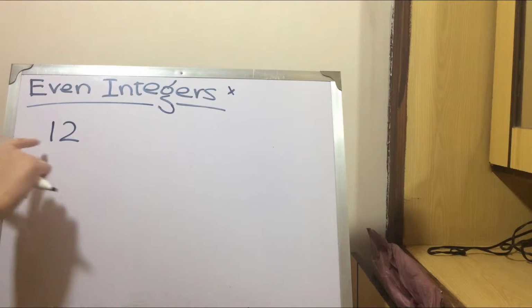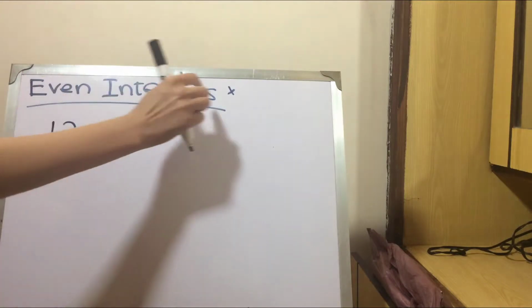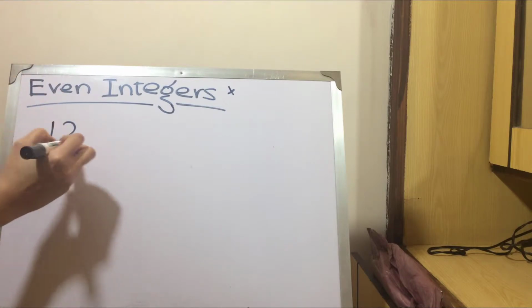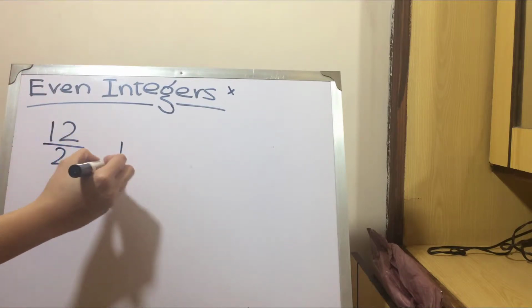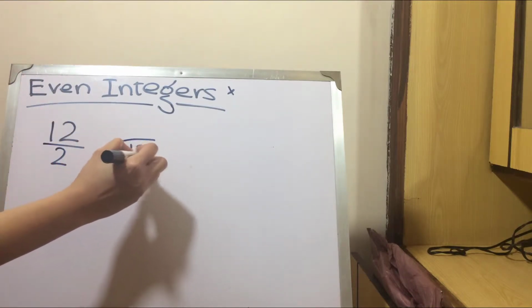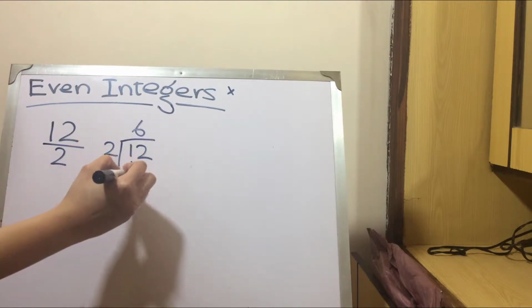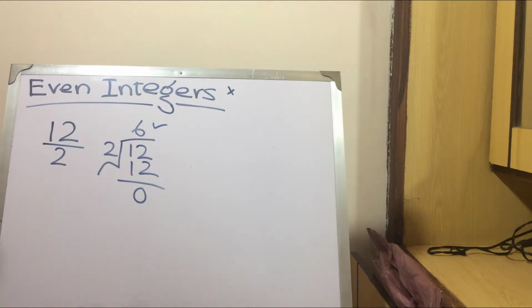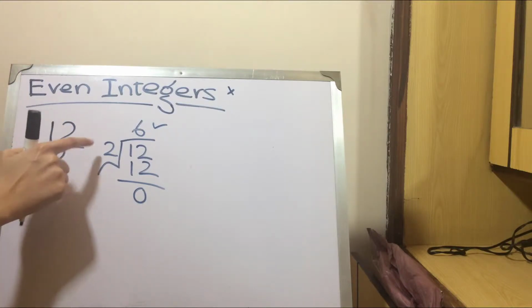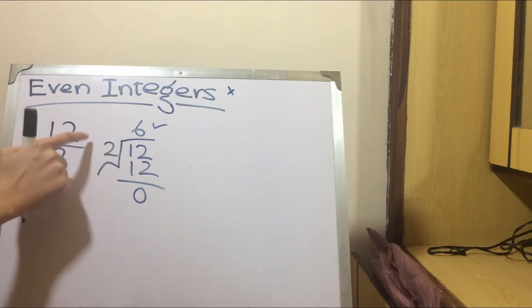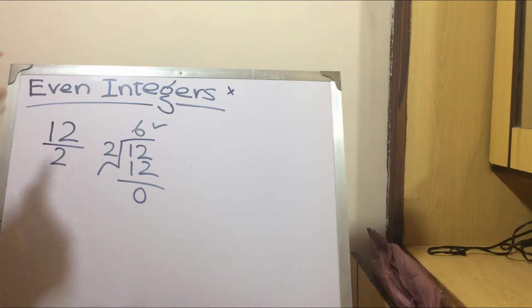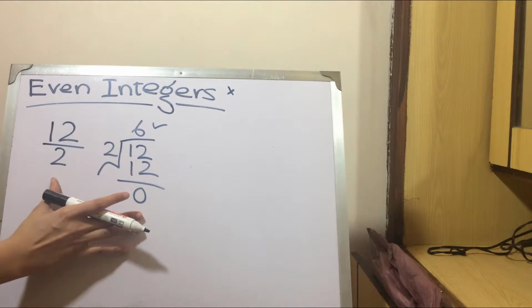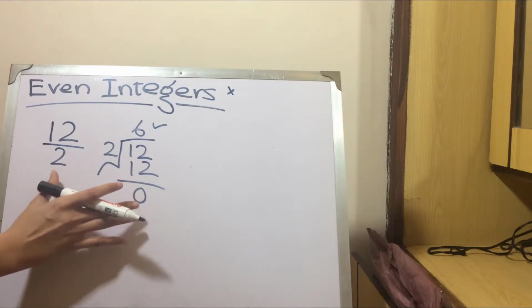12. 12 is an integer, we know. The question is, is it an even integer or not? Let's divide this number by 2. When you divide 12 by 2, the answer will be 6 and the remainder will be 0. So this is an integer and this is also an even integer. So this is the definition of an even integer. Even integers are those when you divide them by 2, the remainder comes 0.